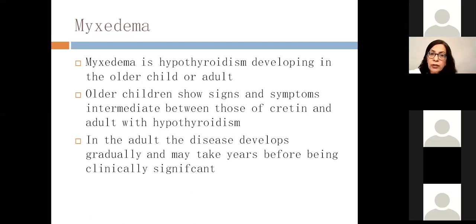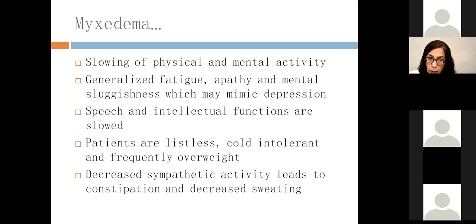Myxedema is hypothyroidism developing in the older child or adult. Older children show signs and symptoms intermediate between those of a cretin and an adult with hypothyroidism. Okay? In the adult, the disease develops gradually and may take years before being clinically significant. There is slowing of physical and mental activity, generalized fatigue. Most of these features are opposite to hyperthyroidism. Generalized fatigue, apathy, mental sluggishness, which may mimic depression.